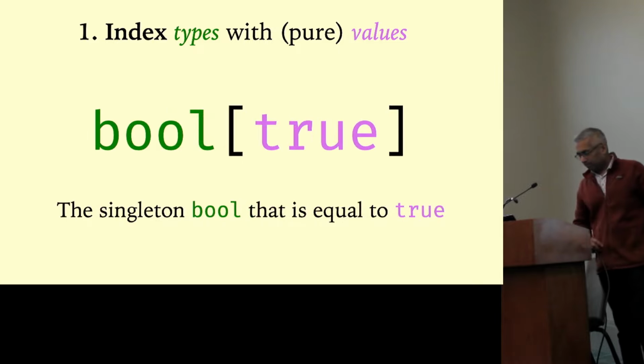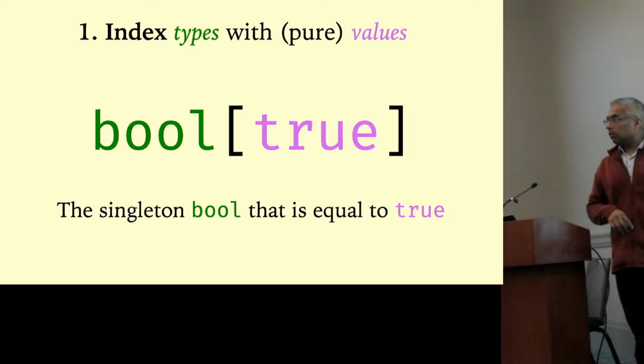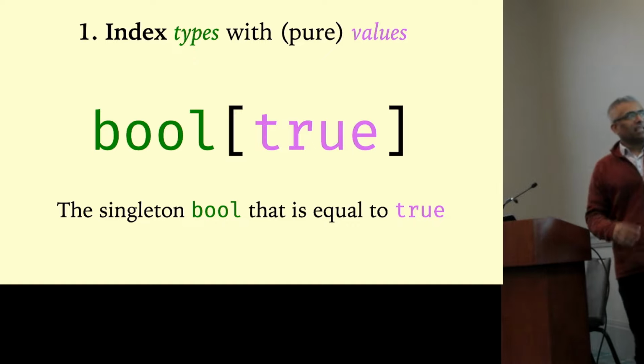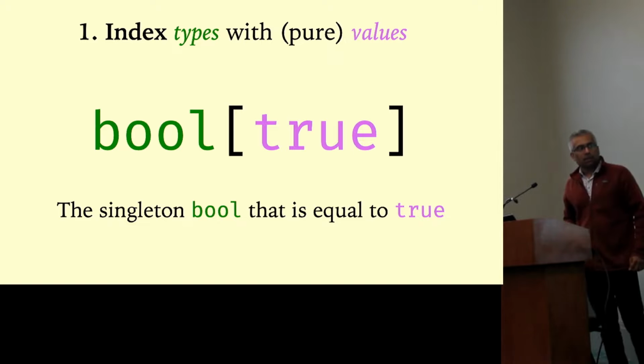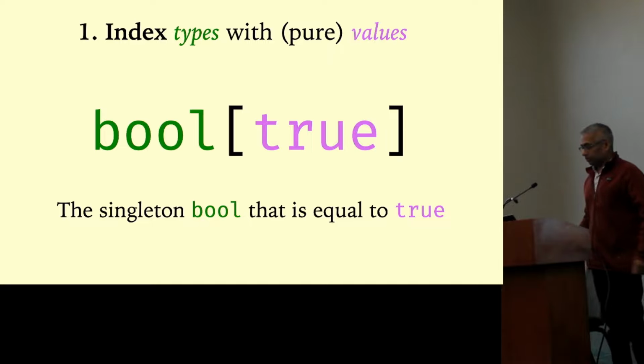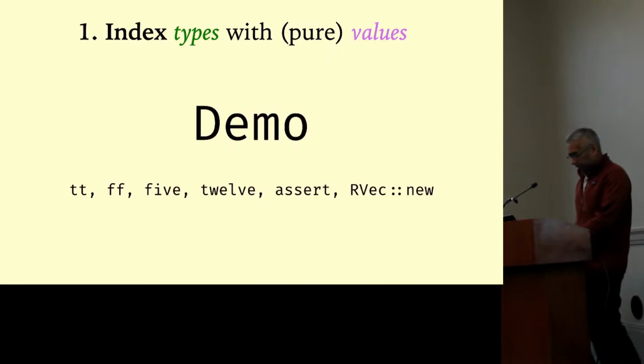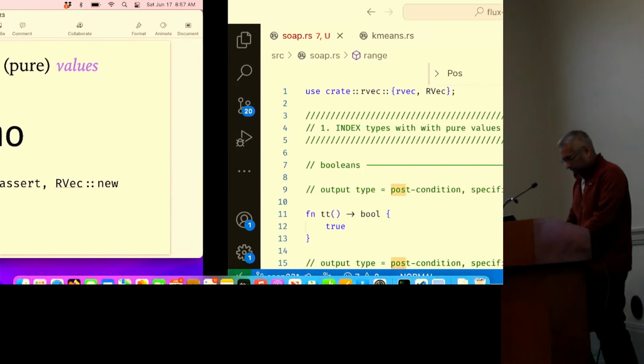Okay, let's look at a couple more examples. Booleans are true and false, except if I now index it with true, then what that means is it's the singleton Boolean that is literally equal to true. Okay, so let's look at a quick demo if I can not have everything blow up.